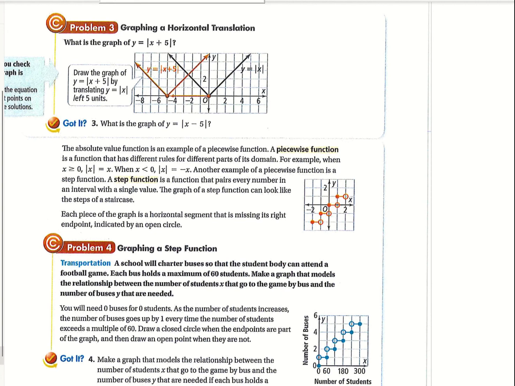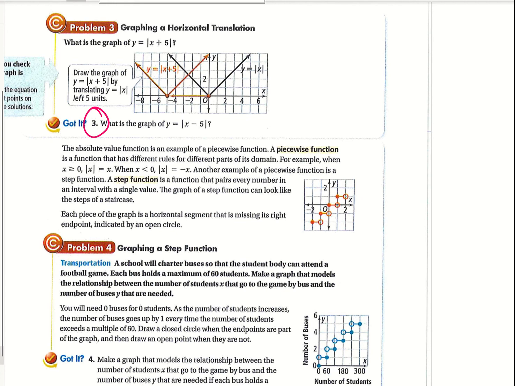So there's the example, right? The black one is the original with just absolute value of x, and then the red one is after we have added the 5 inside the absolute value, and it slides it to the left each point 5 places, okay? I do want you to go ahead and try to graph Got It problem number 3 here on your own, so give that one a try.